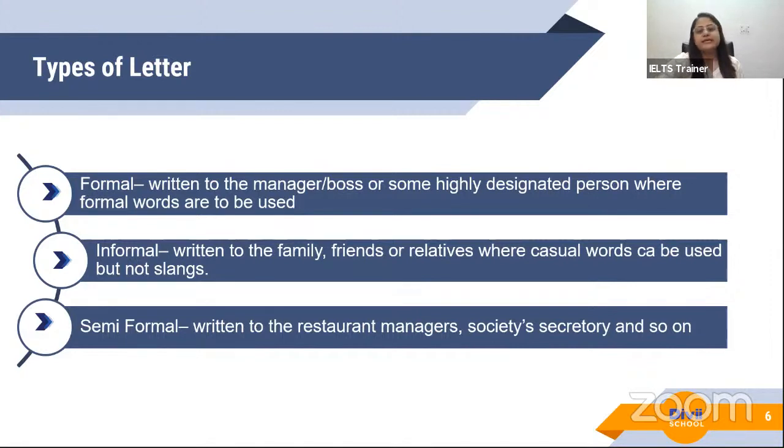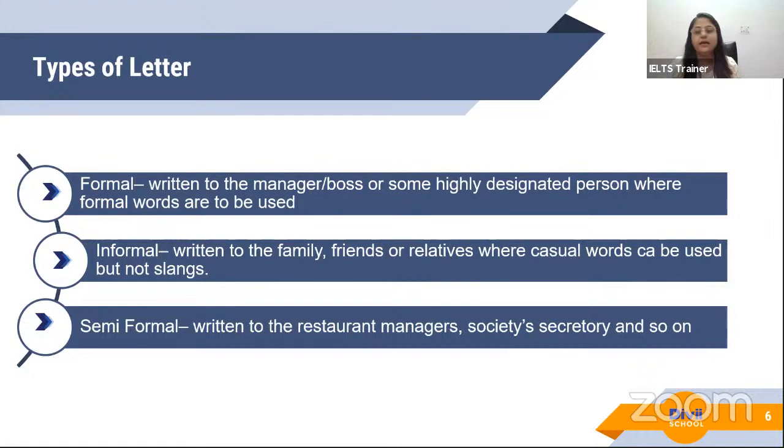All right, so we basically have three types of letters that we're going to have in our letter writing. One is formal, another is informal, and then semi-formal. Okay, what do you understand by formal letters? Like the word itself says, formality in terms of the words we are going to use in it. So tell me what formal letters are.